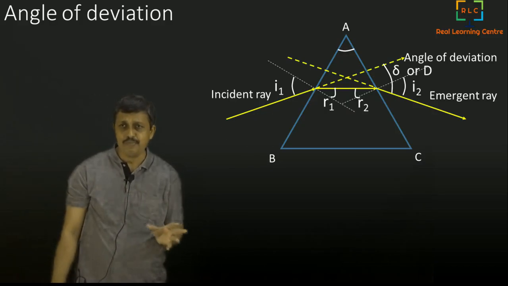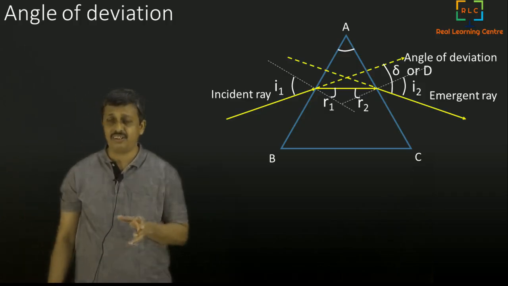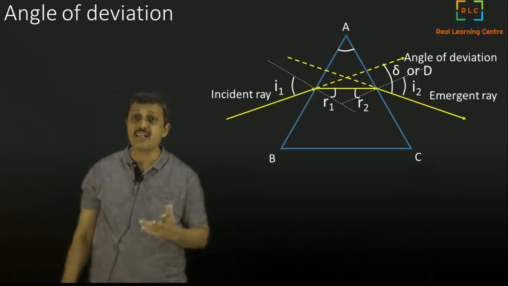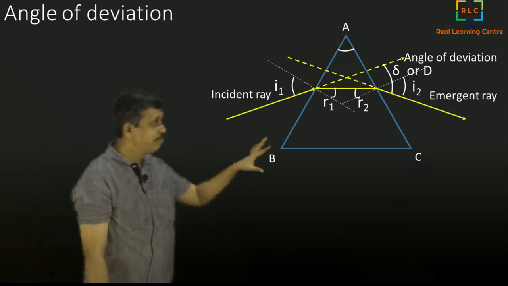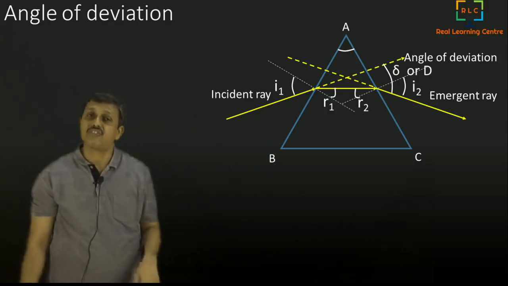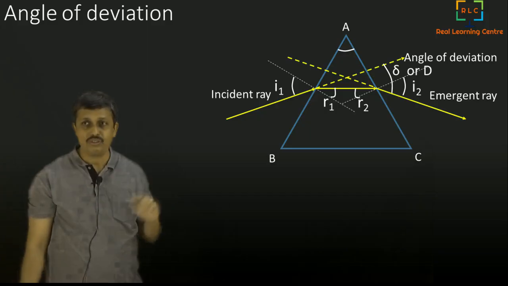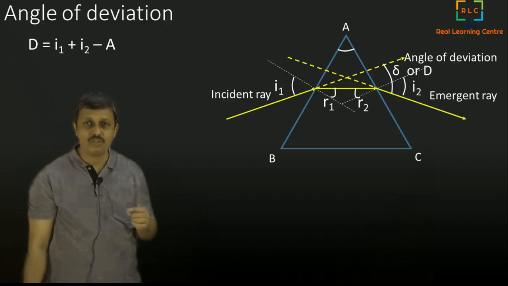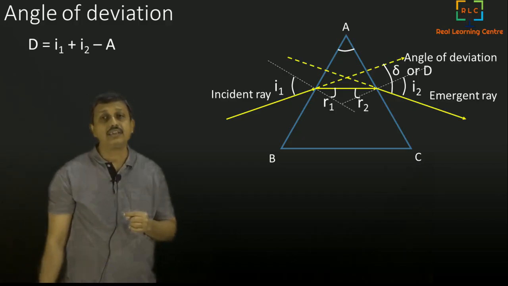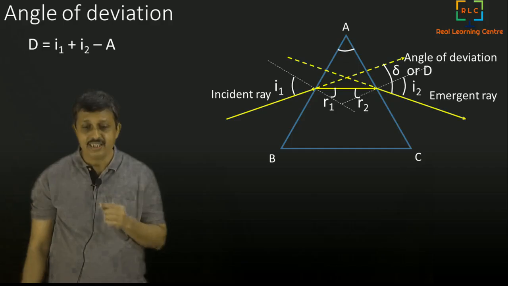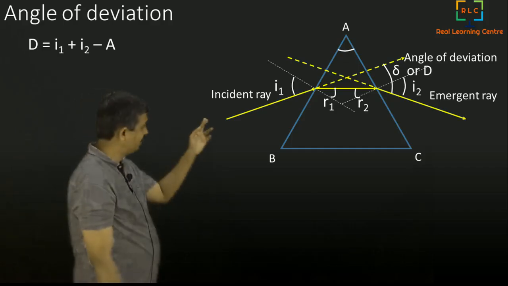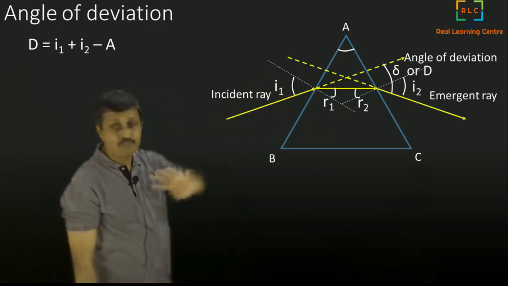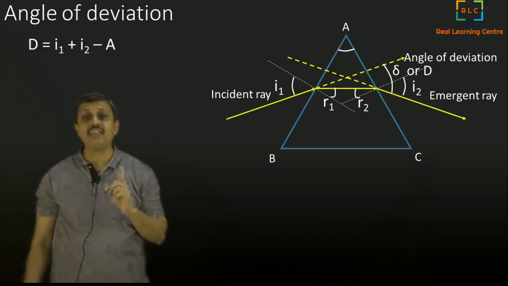So you can use any one of them, and it's called angle of deviation. This angle of deviation, you can find out using the simple geometry of triangles. If you are good at triangles, you can do this. The angle of deviation D is equal to I1 plus I2 minus A. I1 is this, I2 is that side. So angle of incidence plus angle of emergence minus angle of the prism. If you do that, that will give you the D.